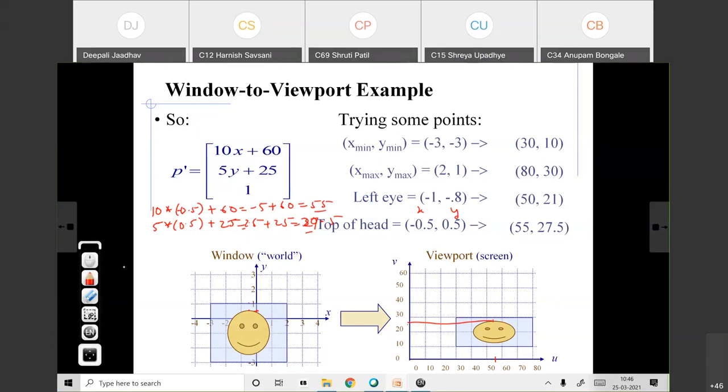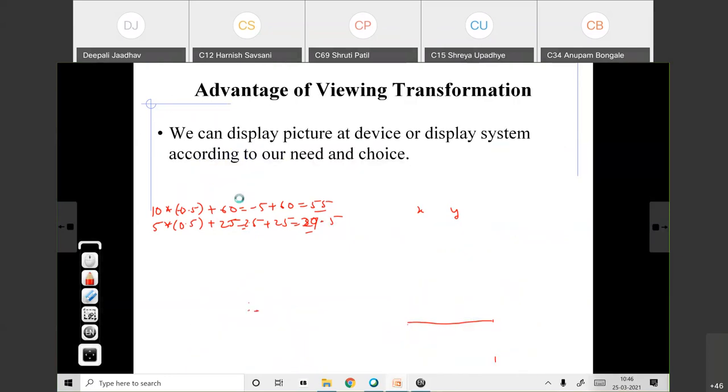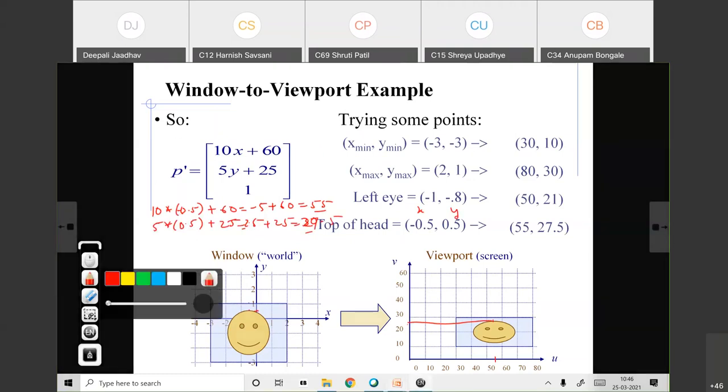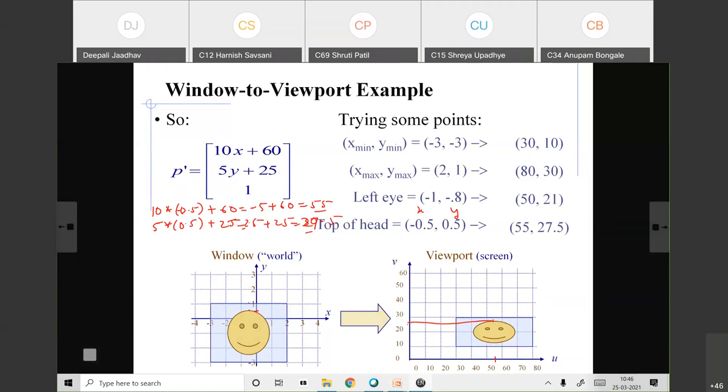These are some examples. In this way, you can observe whether this P is correct. By taking some examples, you can take this right eye, you can take this one, or this one, or check whether it is at the correct location in the viewport. So in this way, this window is transformed into the viewport which is on the device screen.